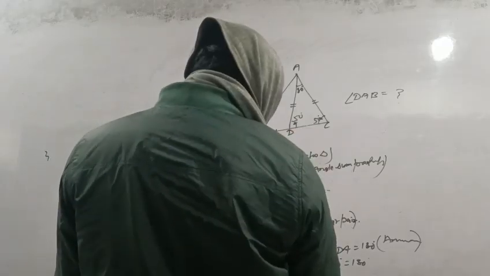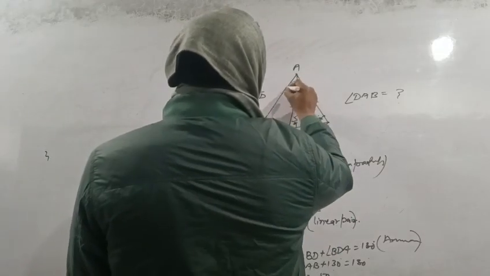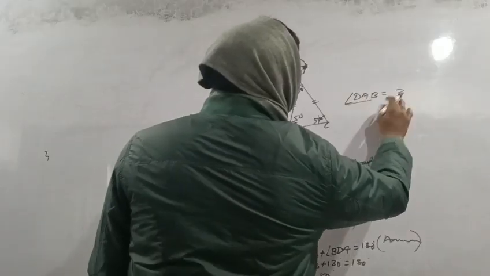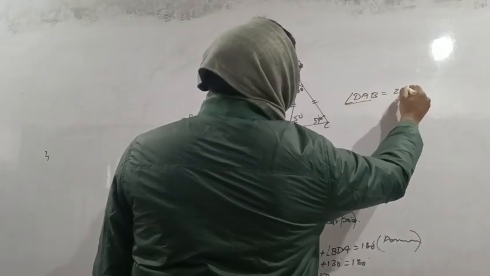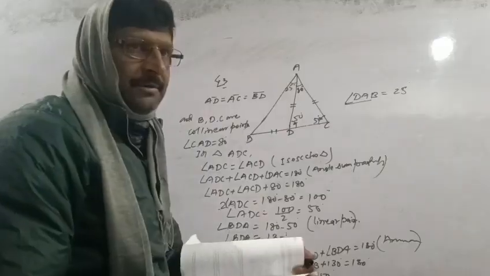Clear? Angle DAB is equal to 25 degrees. We have to find the angle DAB, so it is equal to 25.